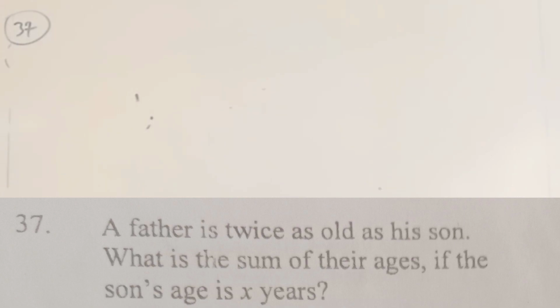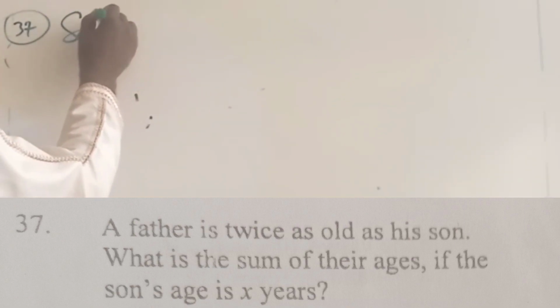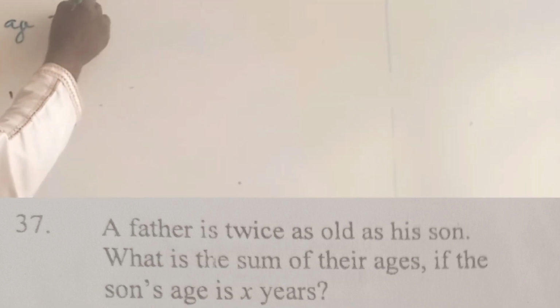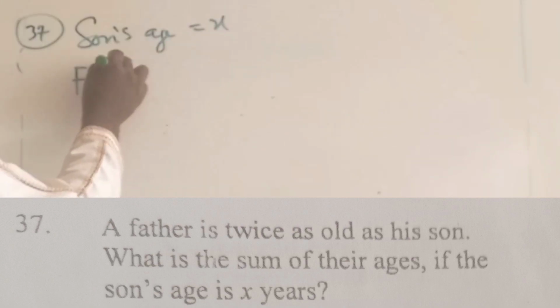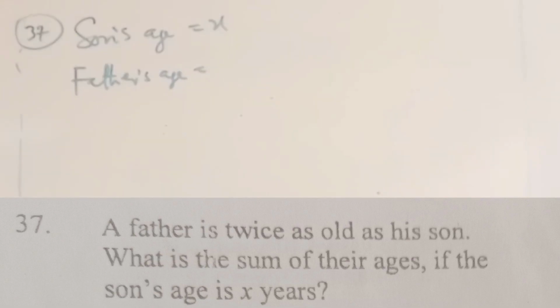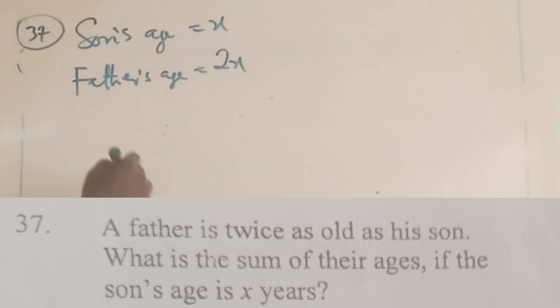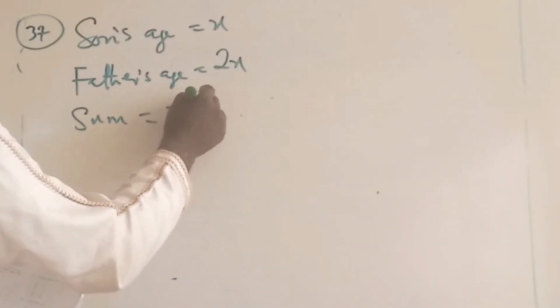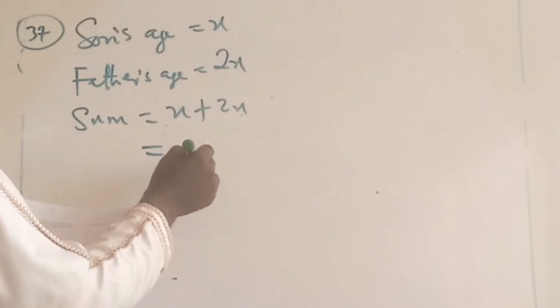For a problem like this, the first thing you need to do is to read from beginning to the end so that you can know how to do it. So a father is twice as old as his son. What is the sum of their ages? If the son's age is x years, so the son's age is x. So the father's age is twice the age of the son. That is 2x. The sum of their ages will be x plus 2x. That gives 3x.